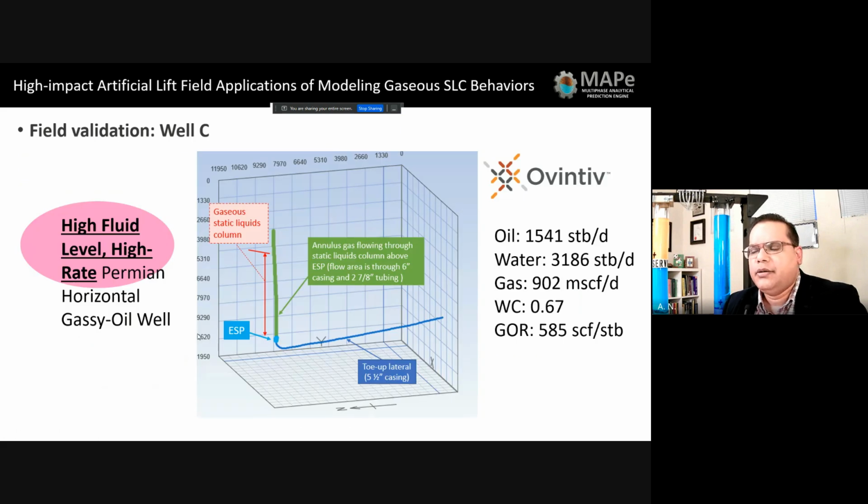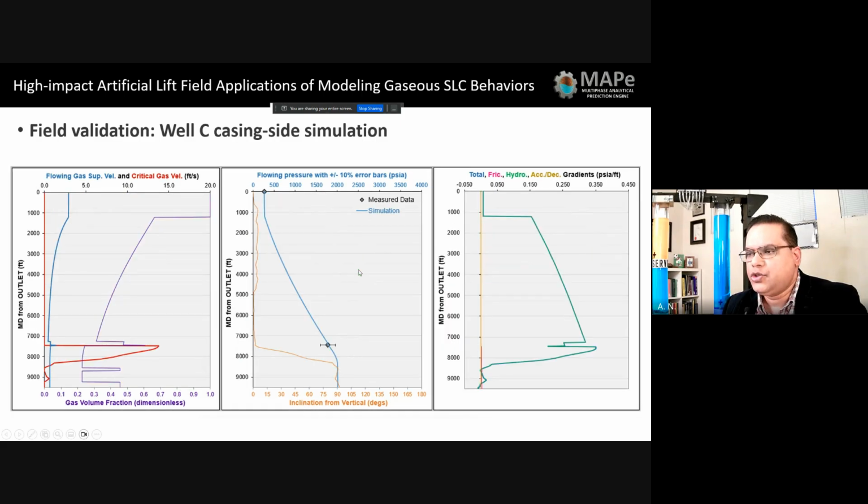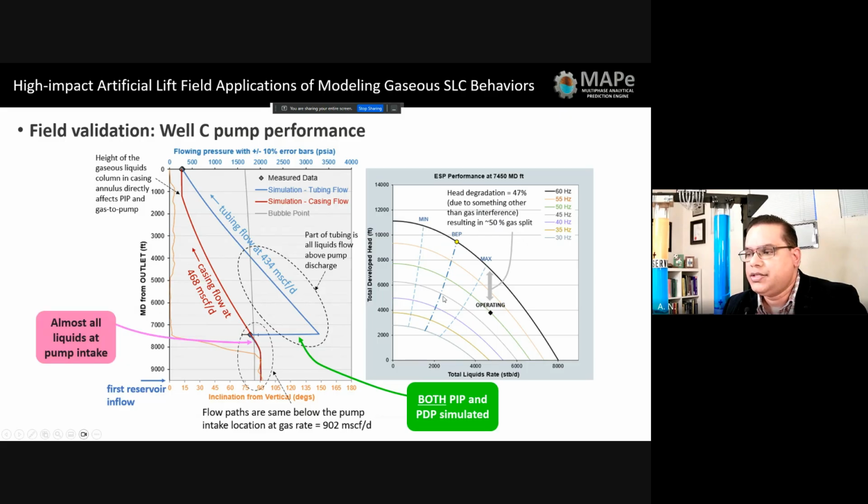Now that's an interesting case, but in my opinion, this is a more interesting case because this is a high fluid level, high rate Permian well, in which case your pump is seeing almost all liquids, right? But at the same time, there's head degradation. So a large portion of your well is liquids. You're predicting everything as usual. You've got a high fluid level, and in my opinion, this is the reason why. You remember the fluid level governs the behavior of the pump, right? And you are able to predict that even though your pump is seeing almost all liquids, you still have a 47% head degradation, right? And you're upthrusting in this region.